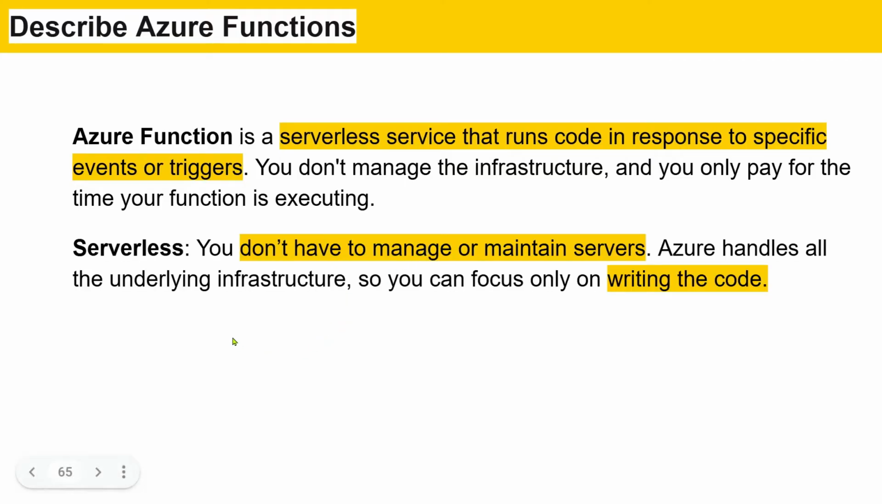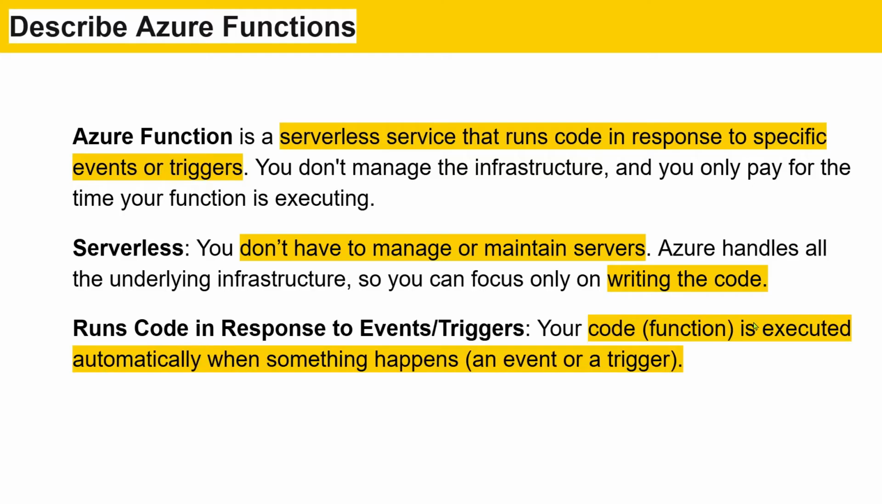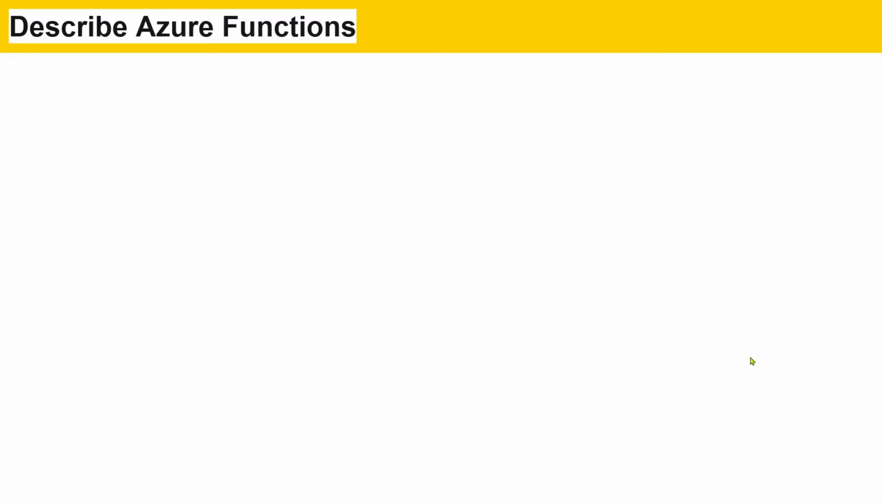Now let's see through an example. Serverless means you don't have to manage or maintain servers for it. Azure handles all the underlying infrastructure, so you can focus only on writing the code. Runs code with respect to events: your code or function is executed automatically when something happens. Now, this might bring some confusion, so let me give you an example to make it more clear.